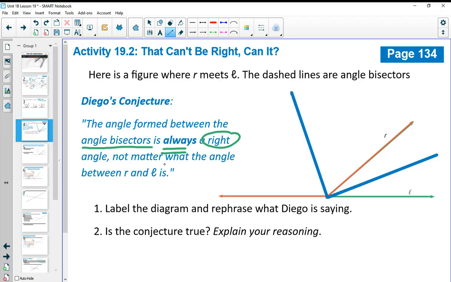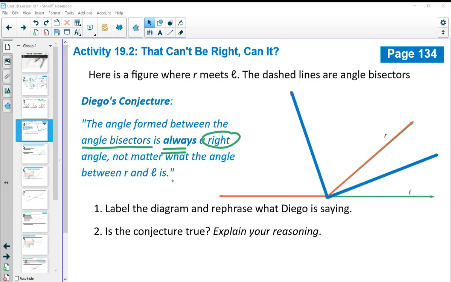So label the diagram to rephrase what Diego is saying, and then determine if the conjecture is true. So pause the video and try a couple of things on your own to come up with how you could explain if his conjecture is true or false, and then come back to the video.